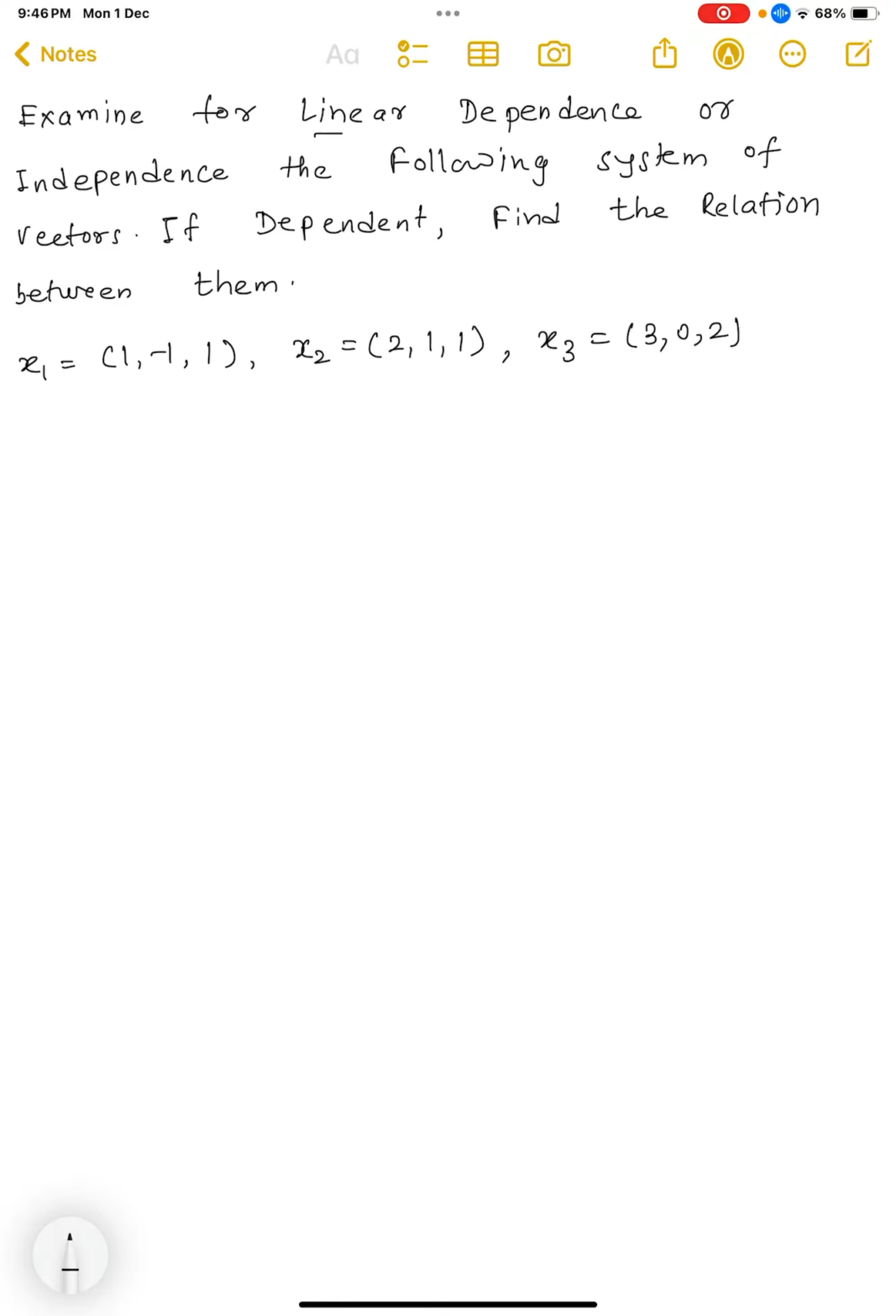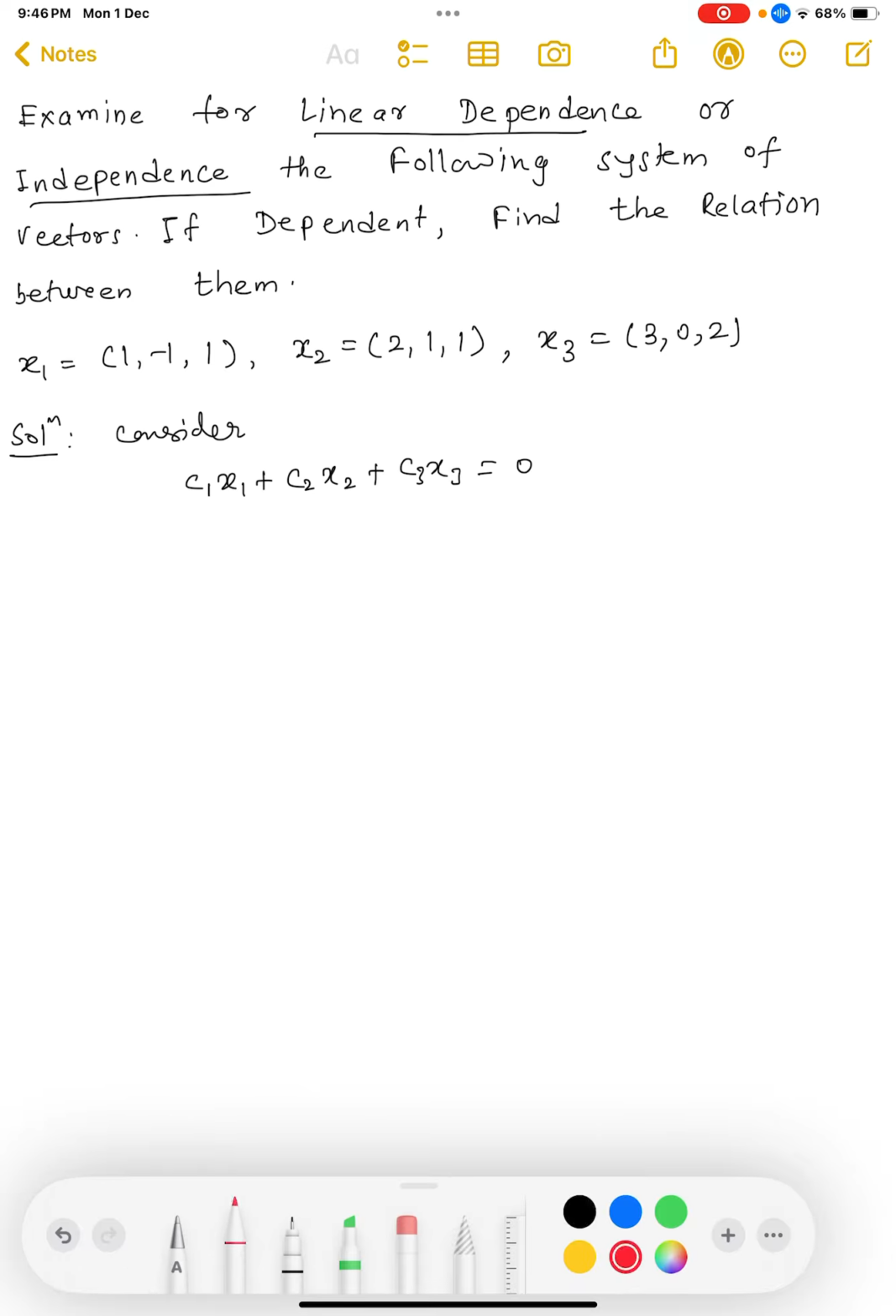Now I discuss linear dependency or independency. So we check whether the given problem is linearly independent or dependent. In this case, first we have to write: consider c1 x1 plus c2 x2 plus c3 x3 equals 0. Now you have to write the equations.